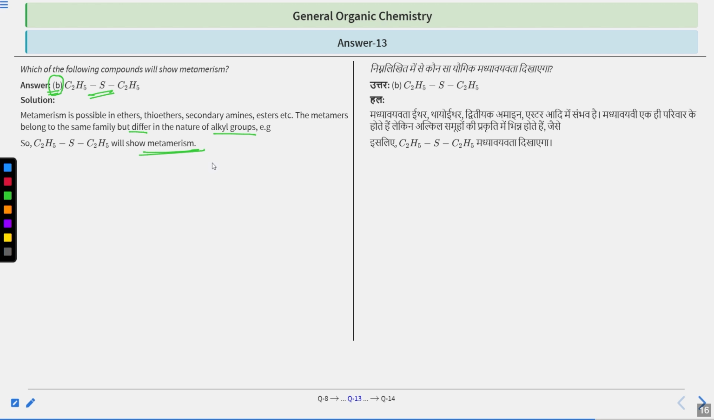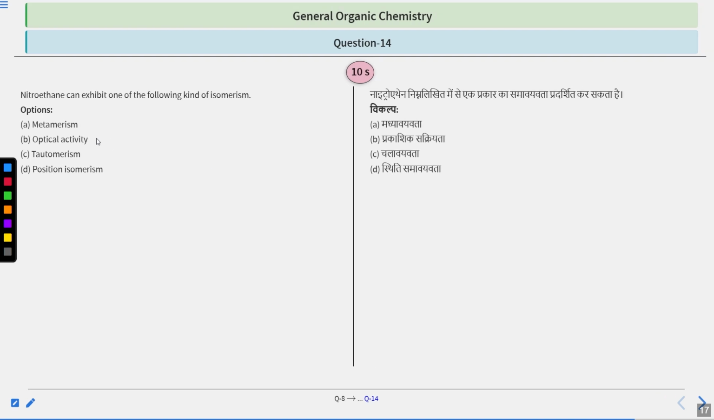Okay, now let's move on to the next question. Question number 40. Nitroethane can exhibit one of the following kinds of isomerism. We have been given different kinds of isomerism in the options. We have to select the one isomerism which is shown by the nitroethane compound. Options are metamerism, optical activity, tautomerism, or position isomerism. You have 10 seconds to solve this question. After that, we will see the answer.